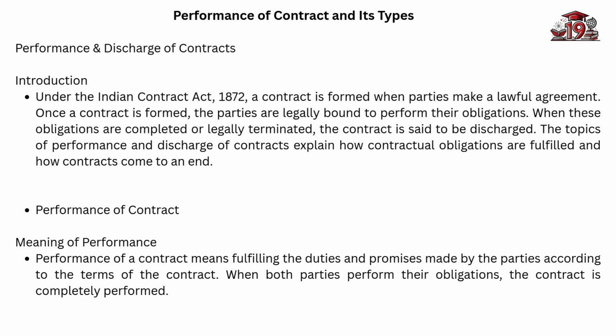Performance of contract. Meaning of performance. Performance of a contract means fulfilling the duties and promises made by the parties according to the terms of the contract. When both parties perform their obligations, the contract is completely performed.